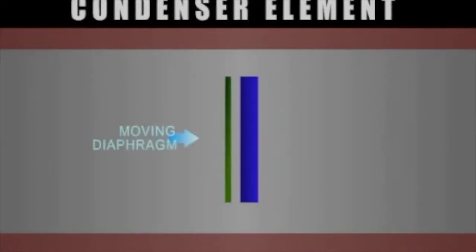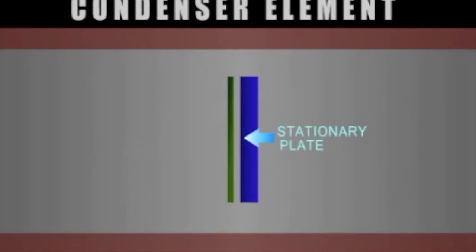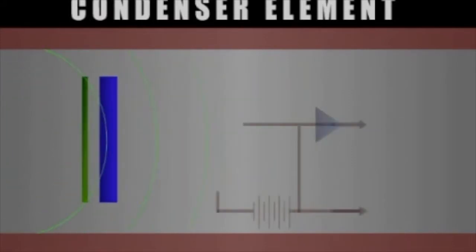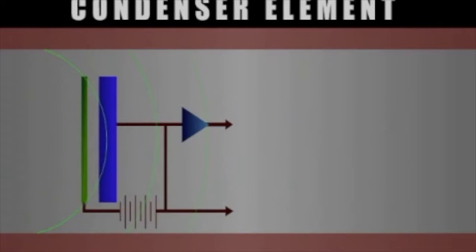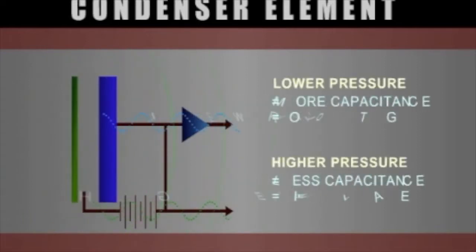The condenser element consists of two thin plates, one that moves and another which is stationary, which form a capacitor. When the sound pressure waves strike the movable plate, they cause it to move back and forth, which causes the voltage across the capacitor to vary. This voltage difference is the outgoing waveform.